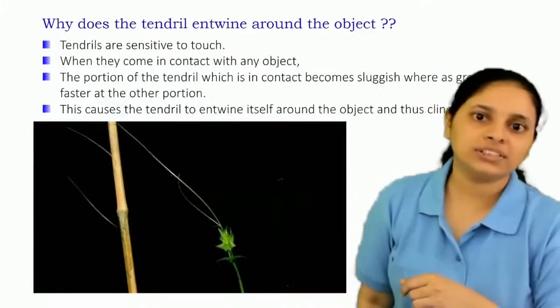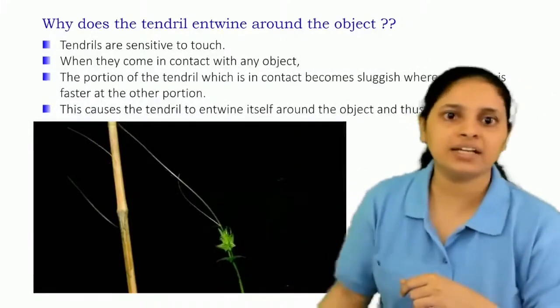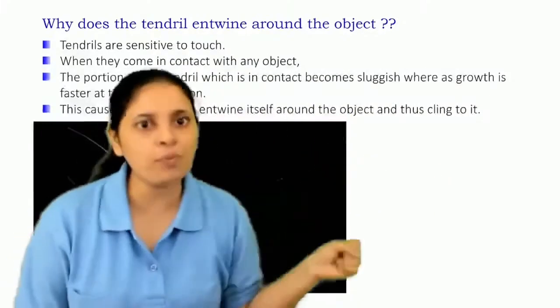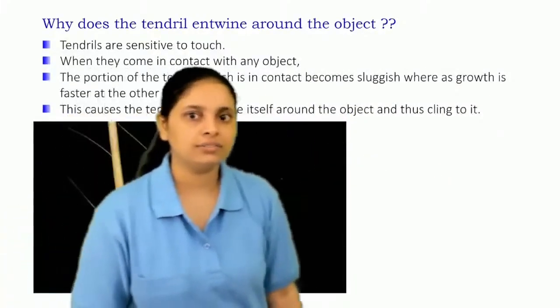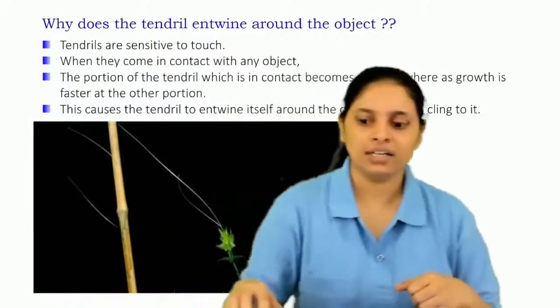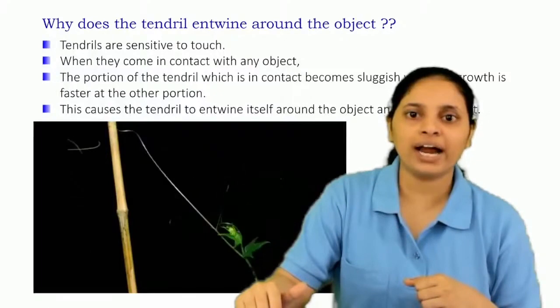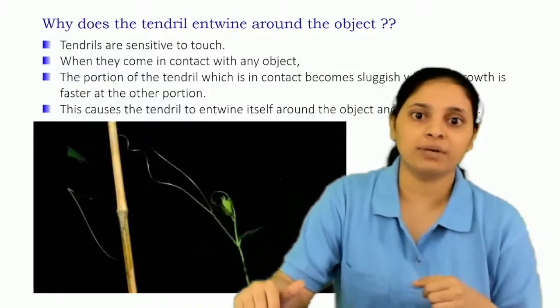Yes, so this causes the tendril to entwine itself around the object and thus cling, okay, gain support from the object. Is it clear? Now observe this diagram carefully. Can you see how the tendril is moving and curling around the support?